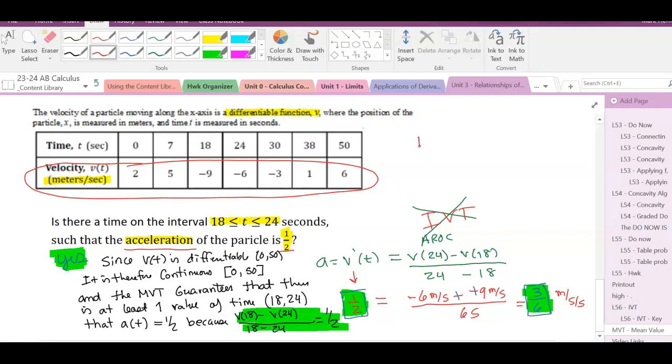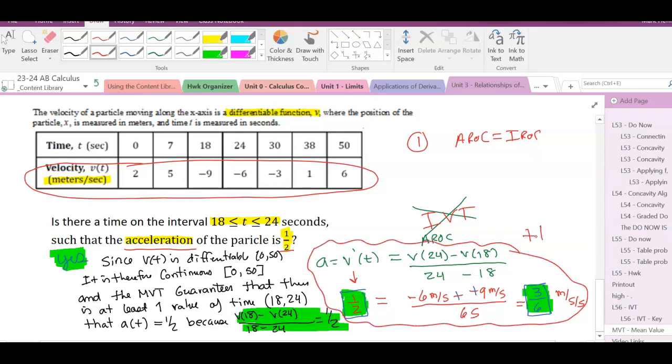You'd get probably 1 point for showing A rock equals I rock. So that would be this right here would be +1. And then you'd get 1 point for saying we're differentiable, therefore continuous, and the mean value theorem applies. That's how this would be graded.